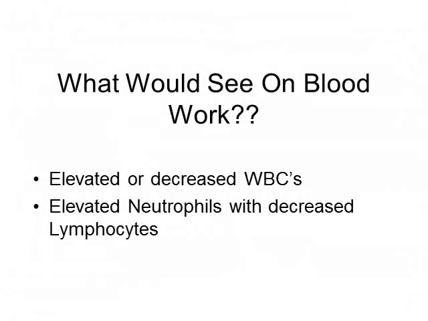What would you see on blood work? You might see elevated or decreased white blood cells. You might see elevated neutrophils with decreased lymphocytes because this is a chronic low-grade infection, like the film I showed you before.